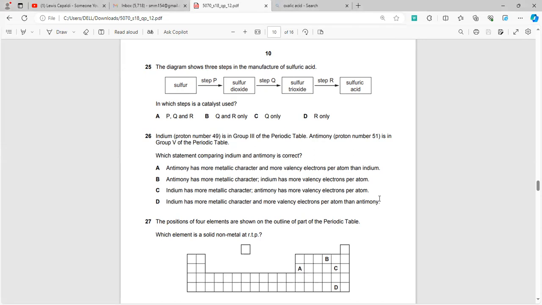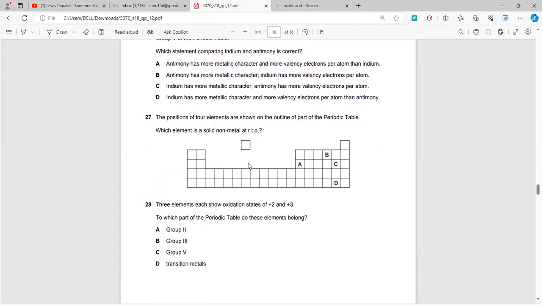And why? Because indium only has to lose 3 electrons since it has only 3 outer electrons, whereas antimony is in group 5, so it has a valency of 5 outer electrons in its outer shell. Now, the correct option will be C because indium has 3 outer electrons, whereas antimony has 5 outer electrons, and antimony is a non-metal, whereas indium is a metal.